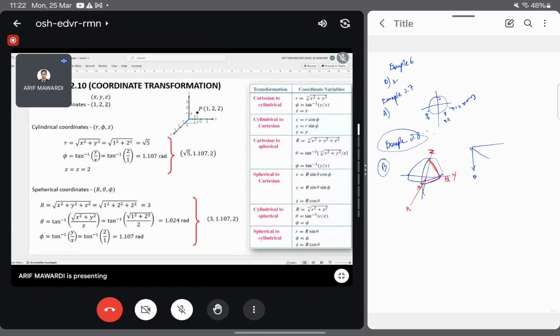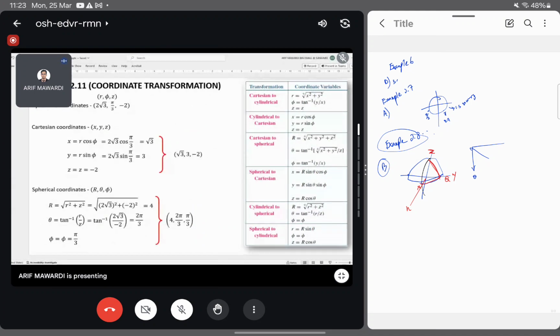And then for the third coordinate variable, for phi, you can use this equation here. So y and x are given here.